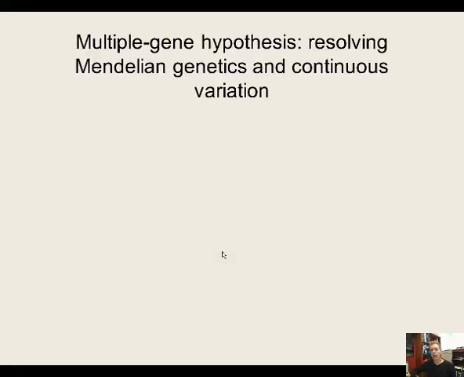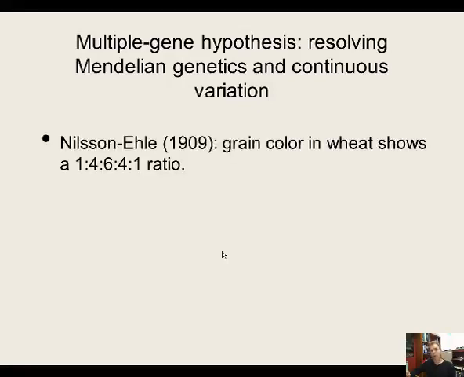Well, one of the scientists that was working in the early 1900s was this French scientist, Nilsson-Ehle. He studied wheat, and very similar to the snapdragons, the wheat had a reddish tinge to it. There were red varieties, and then they went down to white varieties. So you would have everything in between.